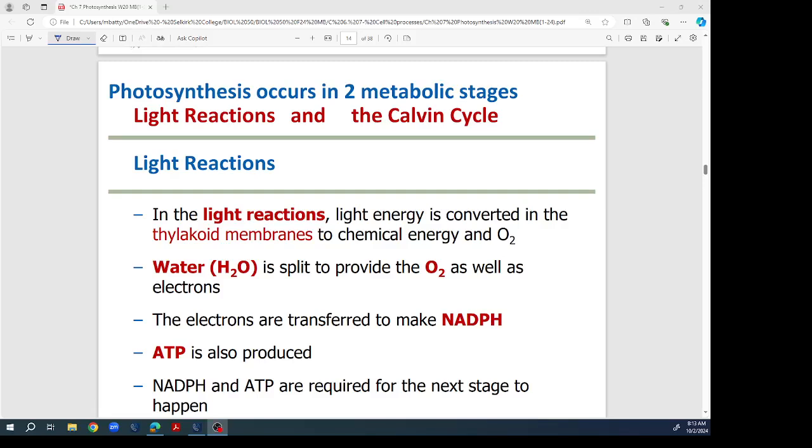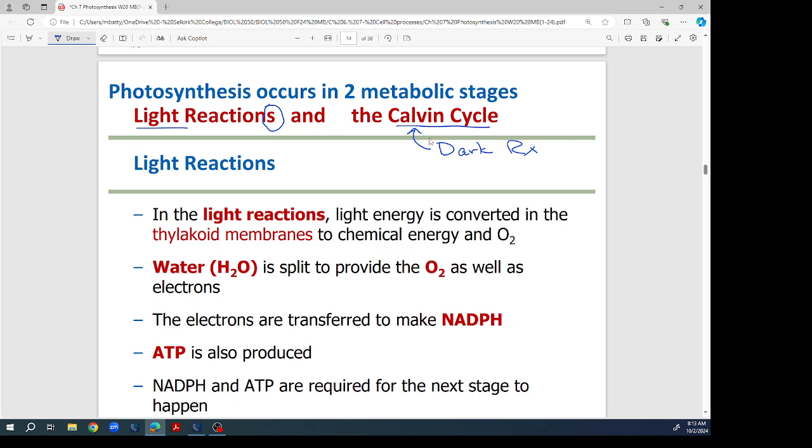So photosynthesis happens in two stages. We have the light reactions, multiple there, and the Calvin cycle. The Calvin cycle is sometimes called the dark reactions, Rx for reaction. Not that it needs darkness, but that it doesn't require light. The light reactions require light.